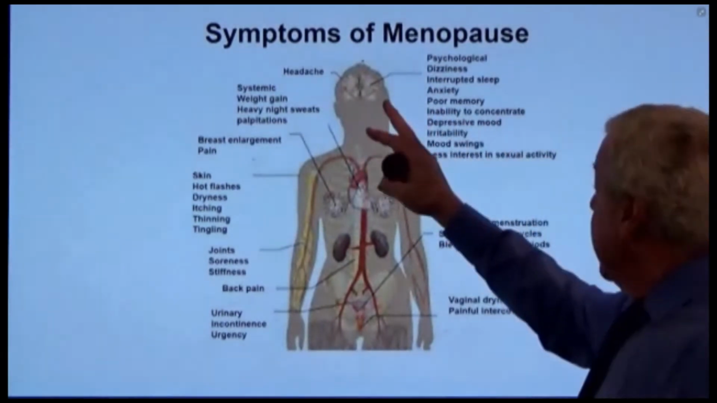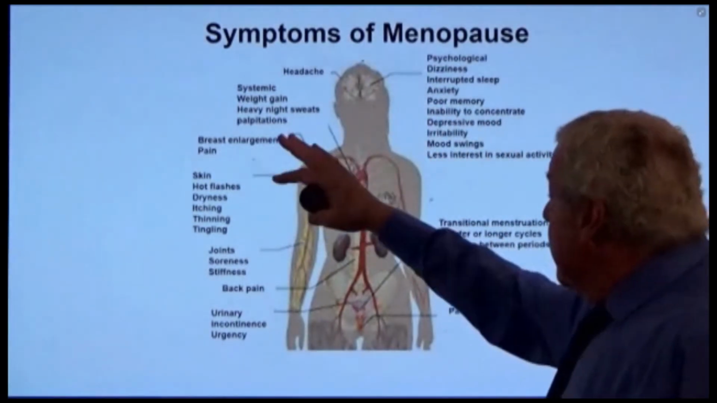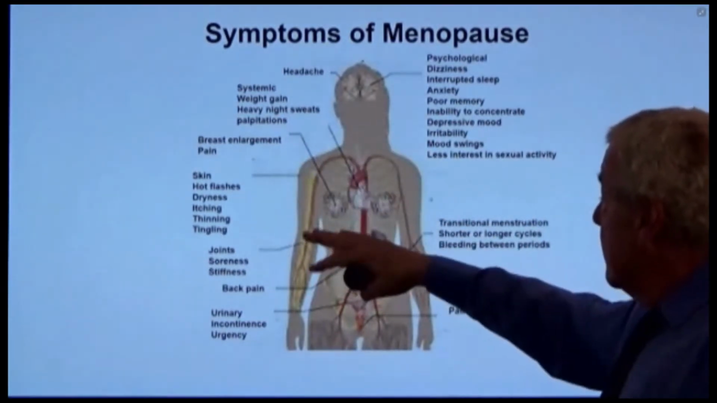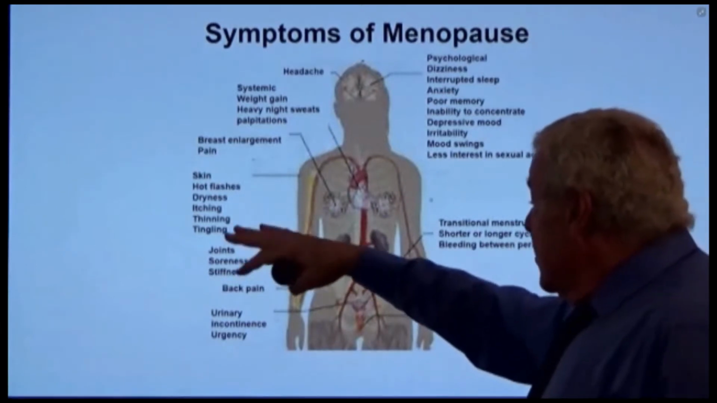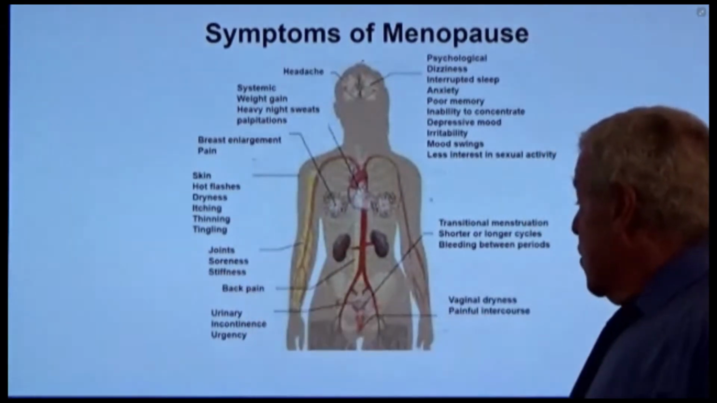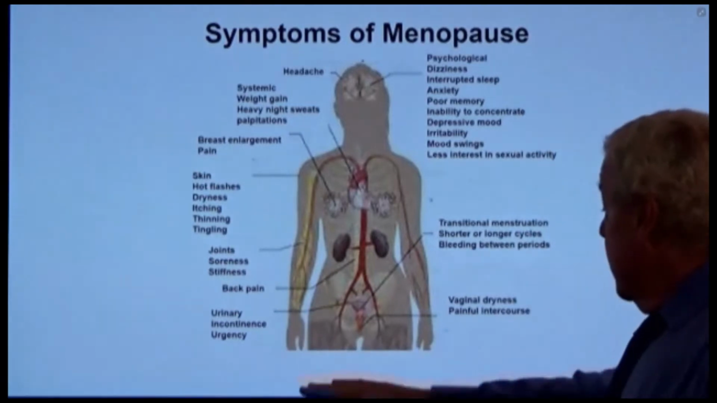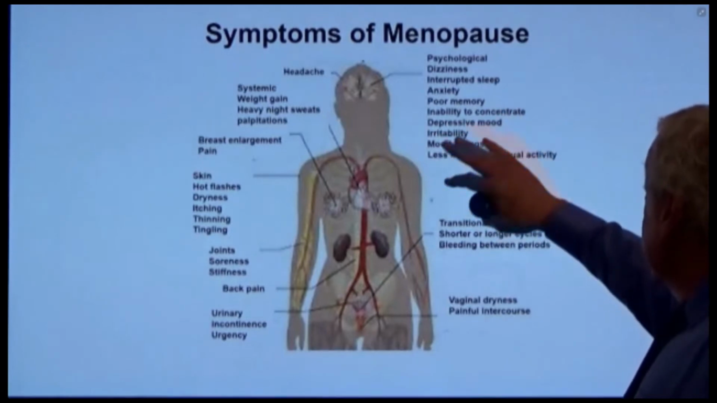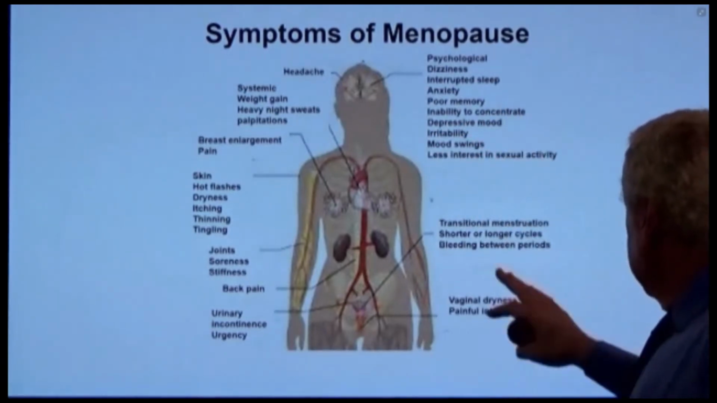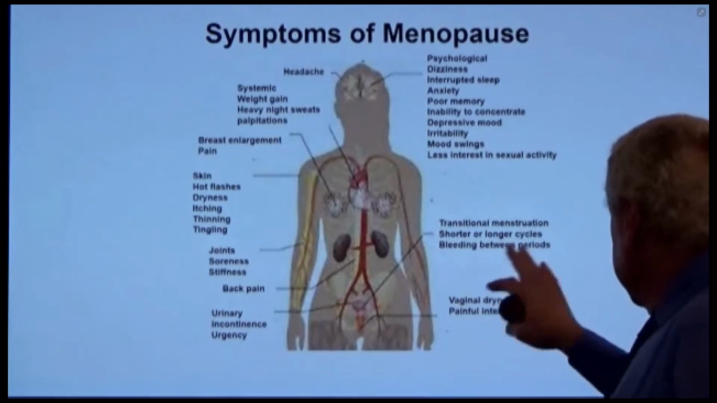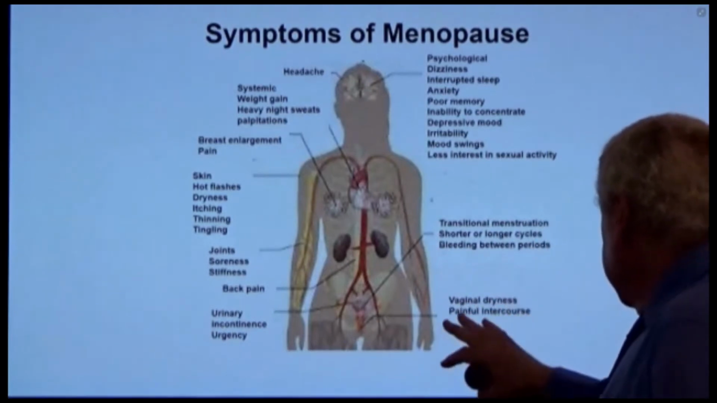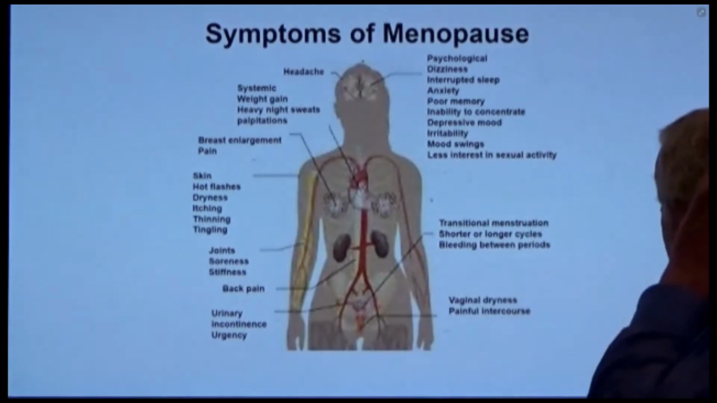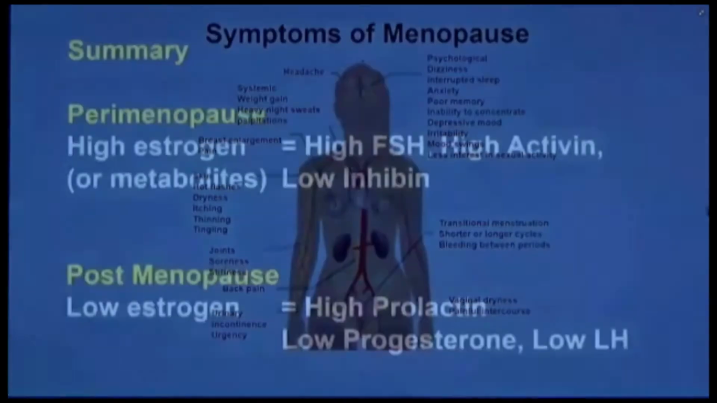So we have headaches. We may have systemic weight gain, night sweats, palpitations, breast enlargement and pain, skin hot flushes, dryness, itching, thinning, joint soreness and pain, urinary incontinence, urgency, psychological problems like dizziness, interrupted sleep, anxiety, poor memory, depressive moods, etc., shorter or longer cycles, bleeding between periods, vaginal dryness and painful intercourse. Not necessarily all of those, but these are some of the symptoms that may manifest menopausally.